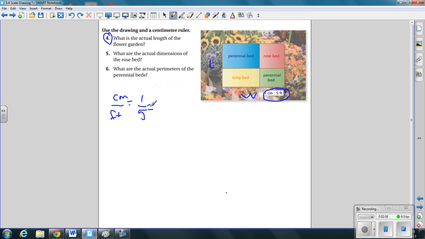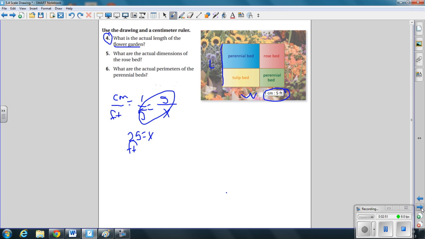Okay. Then I have already taken a ruler and measured the length of the flower garden. So if we take a look, I measured from top to bottom, and the length is 5 centimeters. So what we want to find out is how many real feet it is. Taking the cross product, 5 times 5 is 25, and we set that equal to 1 times x, or just x. So our answer would be 25 feet is the total length of the flower garden.